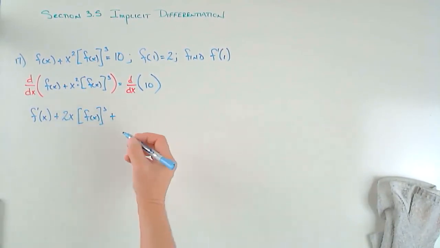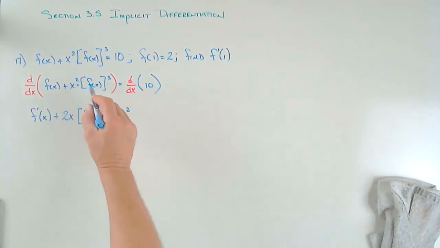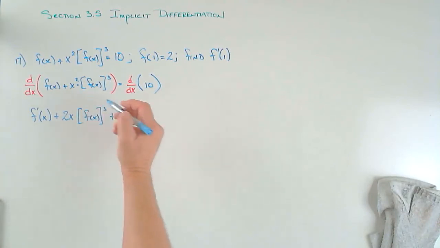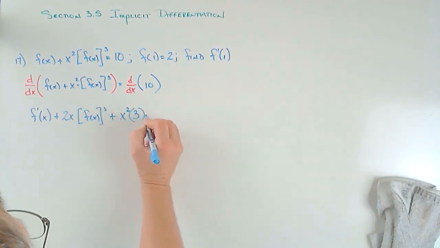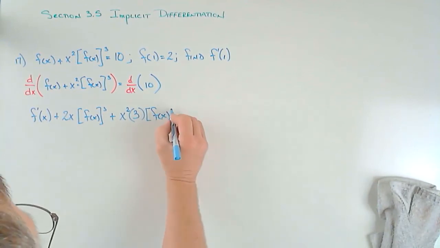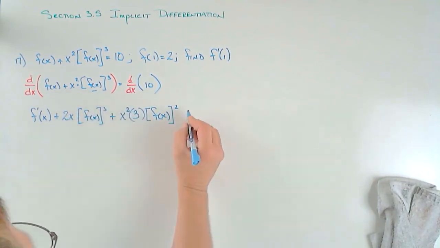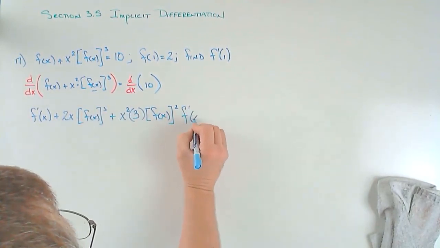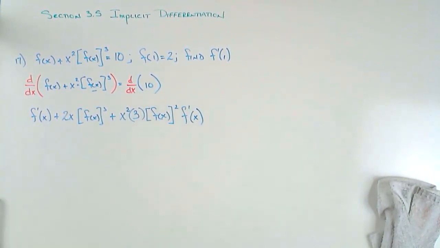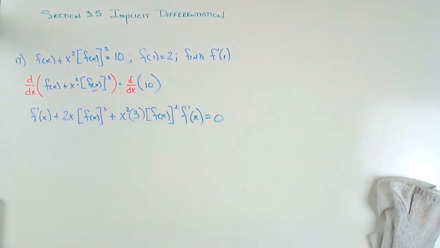Now we have to do f, which is x squared. G prime is the derivative of this. So this is going to be our chain rule. So we're going to bring down the 3. And we're going to have f of x squared. But don't forget to take the derivative of what's inside, f prime of x. Now over here we get 0, because the derivative of 10 is 0.